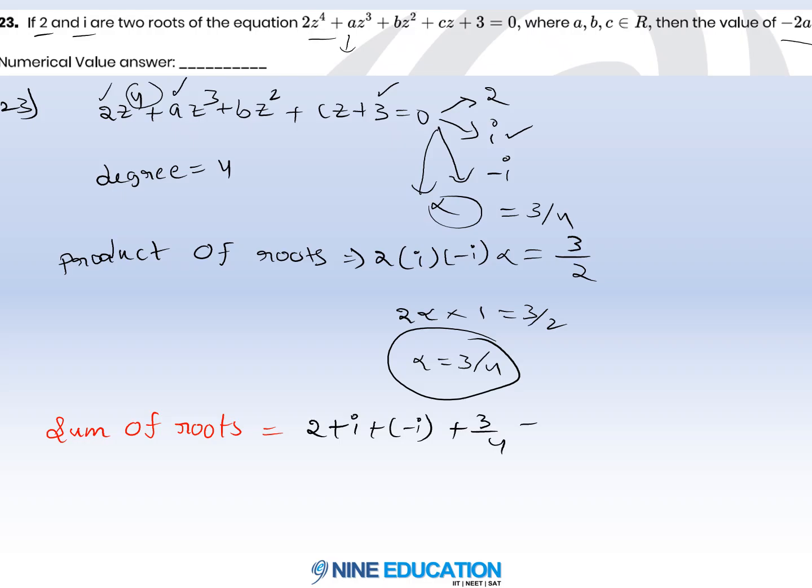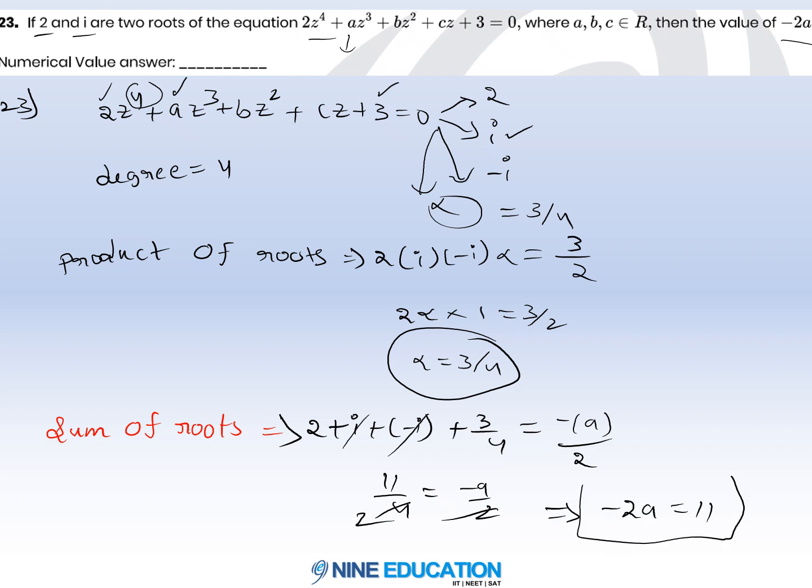So sum of roots will be minus B by A. So minus of A by 2 it is, right? I minus I gets cancelled. So take LCM here, 4 into 2, 8, 8 plus 3, 11 by 4 equals to minus A by 2, 2 ones, 2 twos. So from here, minus 2A will be equals to 11. This is what they're asking in the question, minus 2A value. So minus 2A value is 11.